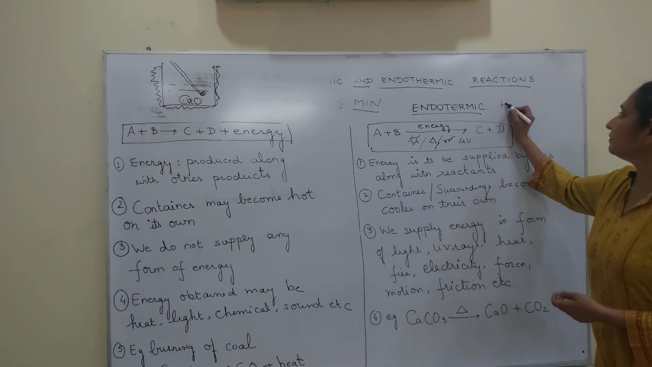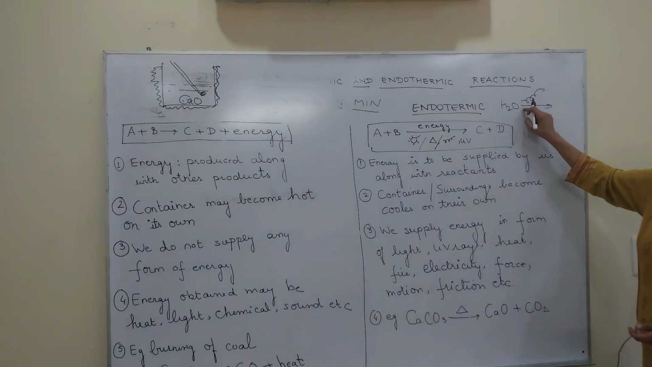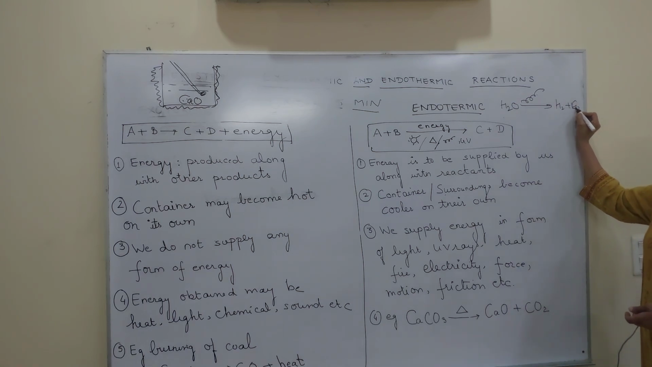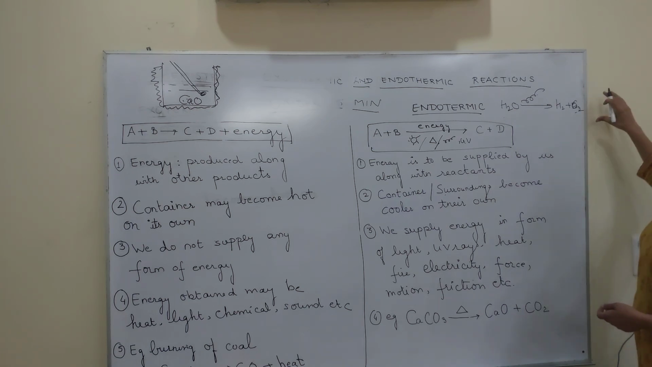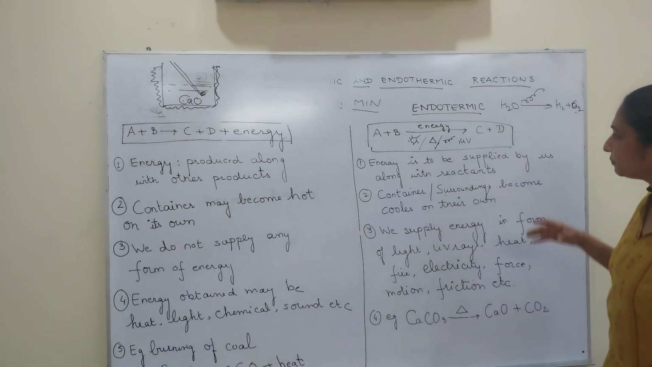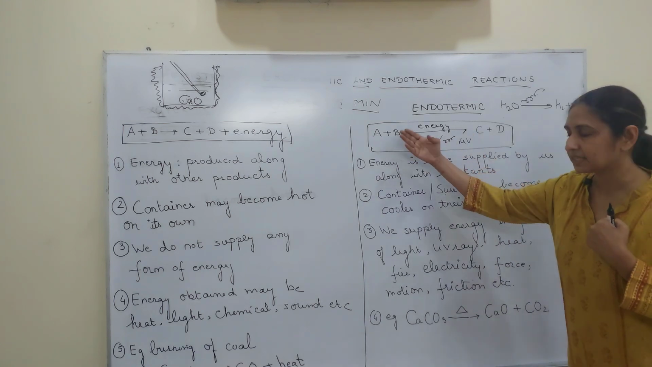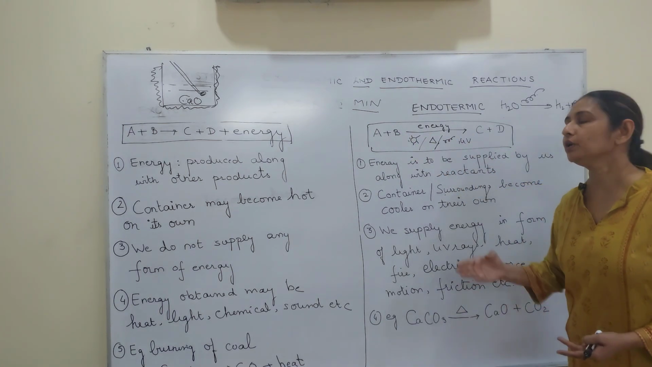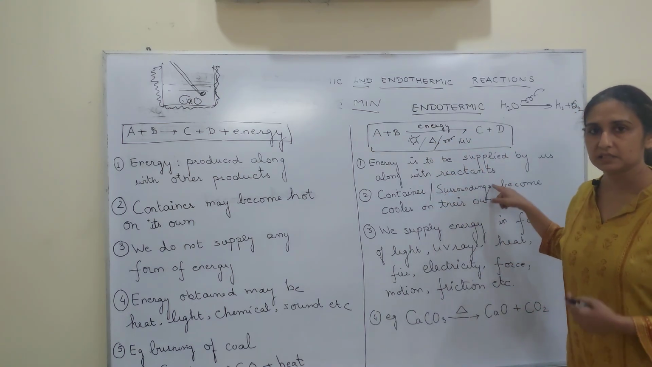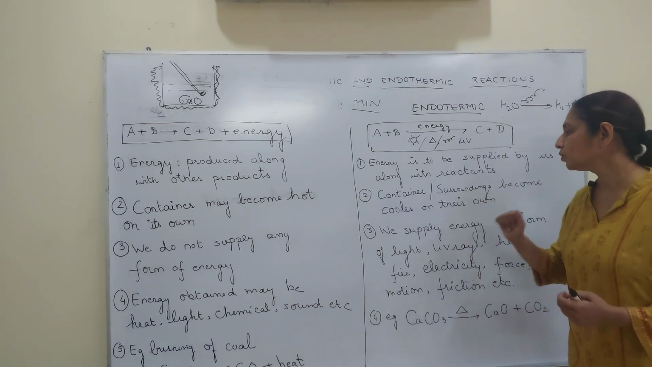Why? Because suppose you have H2O and you provide electricity to it. This you are giving to the water. It is producing certain products. And there is no energy written on this side. There's no energy written on the right hand side. Okay. So here energy is to be supplied by us. We give the reactants, and along with that we also have to give energy in some form. Along with the reactants, we supply energy. Secondly, the container or the surroundings become cooler.